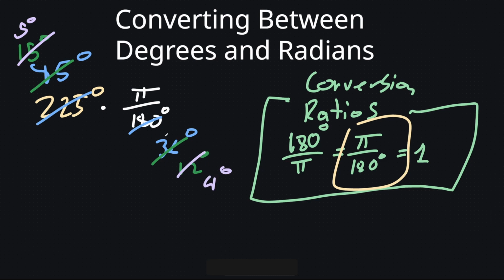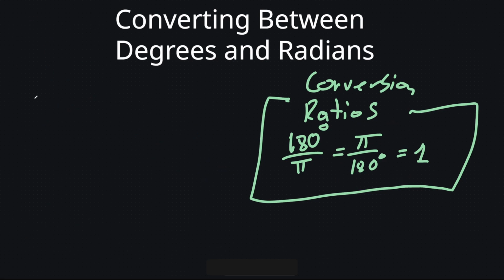Overall, ignoring everything I've crossed off, I'm left with 5 pi over 4. Now the degrees cancel. We don't have to write them anymore. And this is our answer. So in the end, 225 degrees is the same as 5 pi over 4.